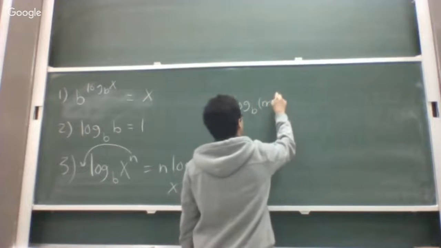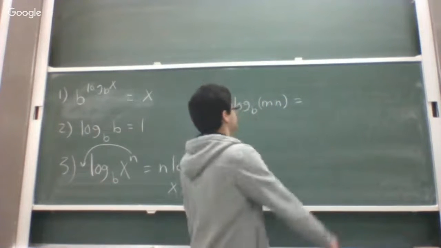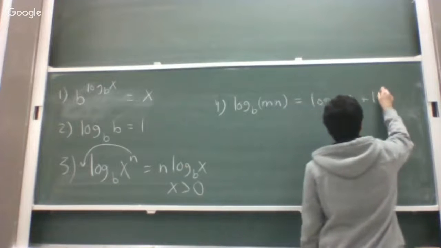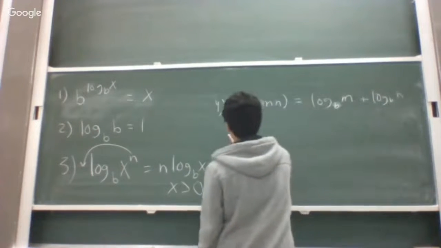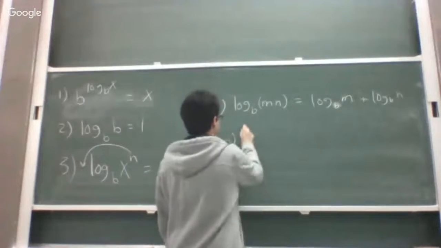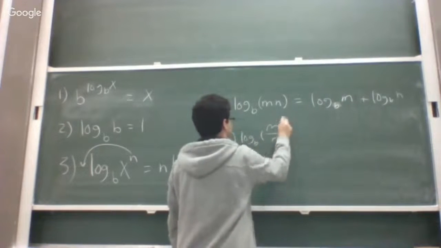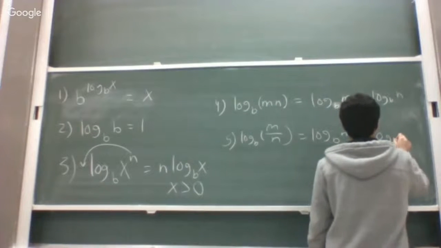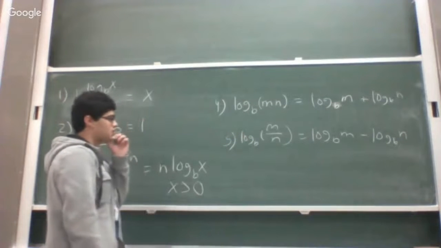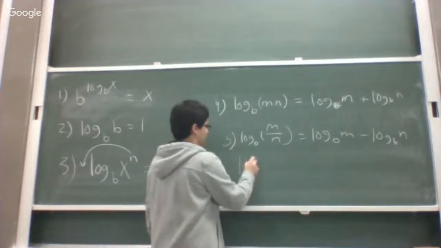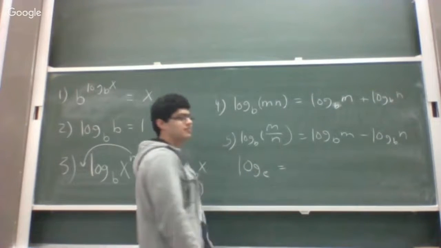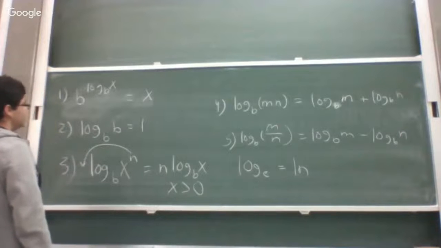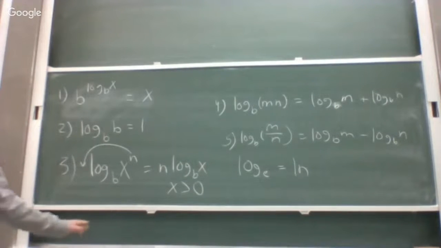Log base B of m times n is equal to what? And when they're divided, and log of e is equal to natural log. Essentially, this unit is manipulating this to get solutions.